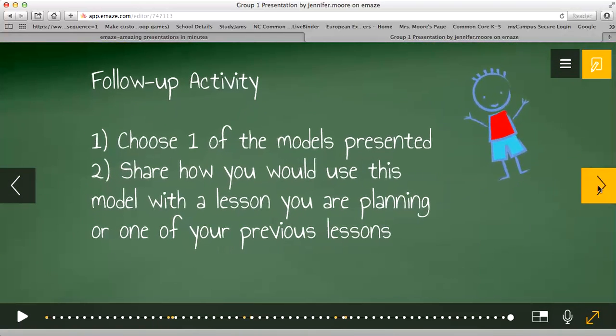The follow-up activity: choose one of the models we presented today. Share how you would use this model with a lesson you are planning or one of your previous lessons.